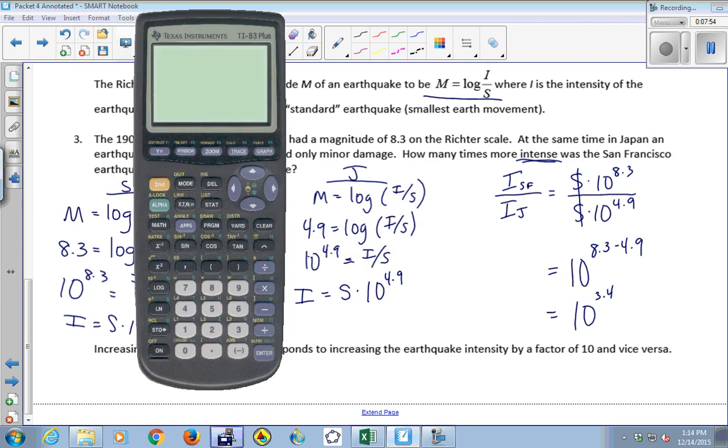Let's get a number for that. 10 to the 3.4 is about 2,512 times as intense. Right, so that shows you that it was a much stronger earthquake. The 8.3 versus the 4.9 actually represents a difference of 10 to the 3.4 in intensity.